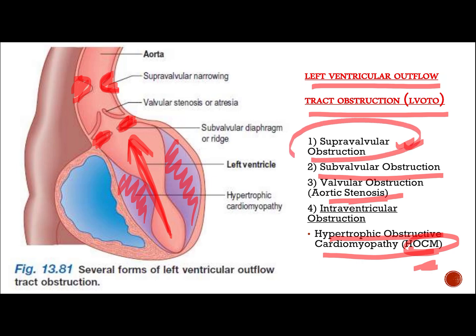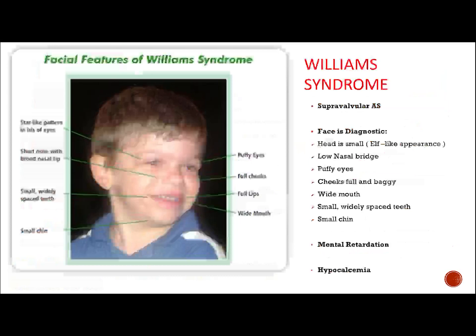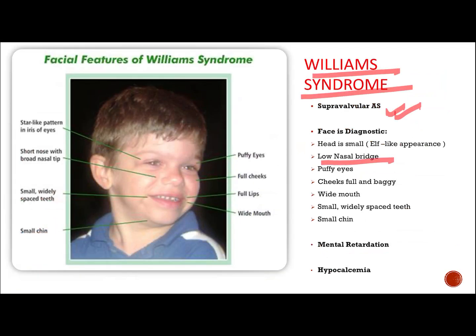Now the supravalvular obstruction is associated with a syndrome known as Williams syndrome. In Williams syndrome, there is supravalvular aortic stenosis, and the face is very diagnostic. The child has an elf-like appearance. The head is very small, as we can see in the image. There is a low nasal bridge, the eyes are very puffy, the cheeks are full and baggy, and the mouth is very wide with widely spaced teeth. And the chin is very small. So you can see in the image all the facial features in Williams syndrome, which is very diagnostic.